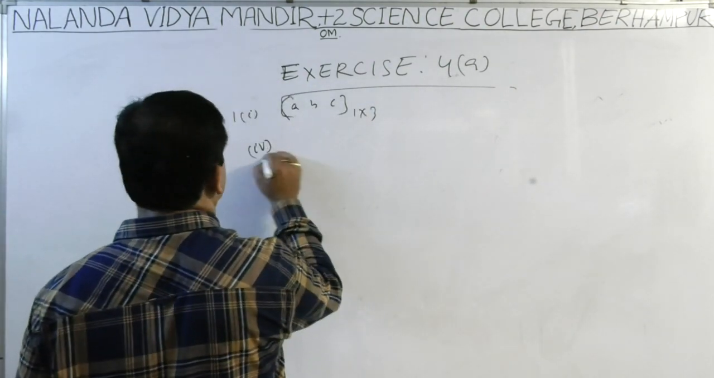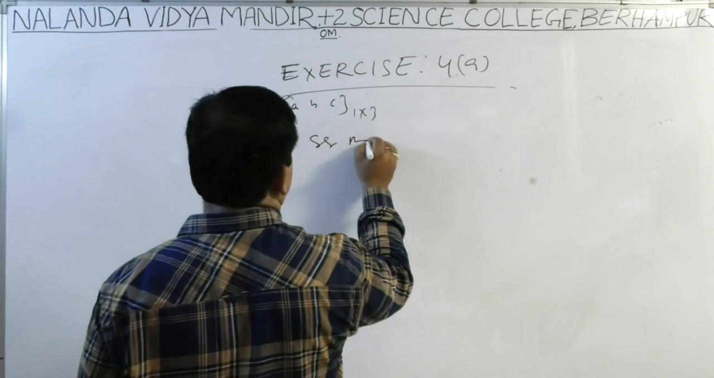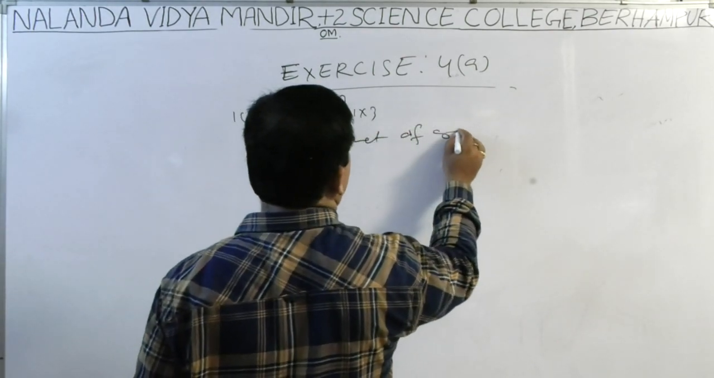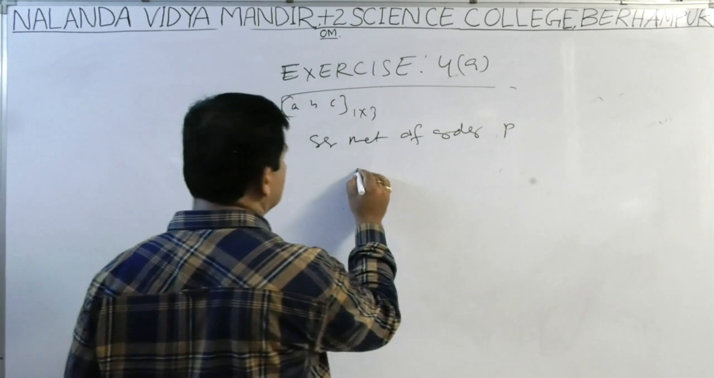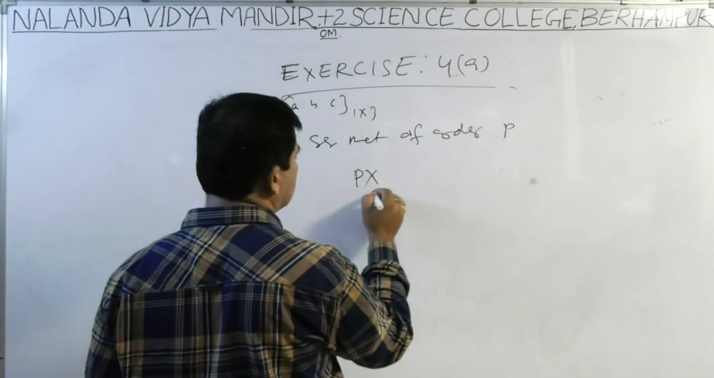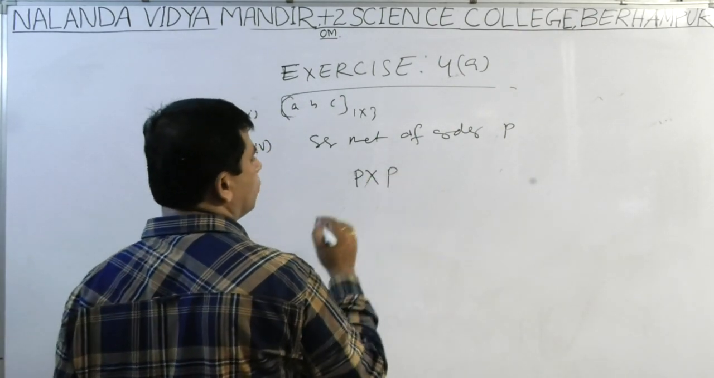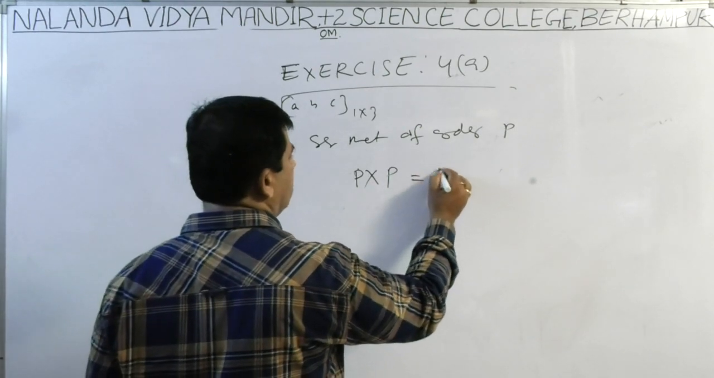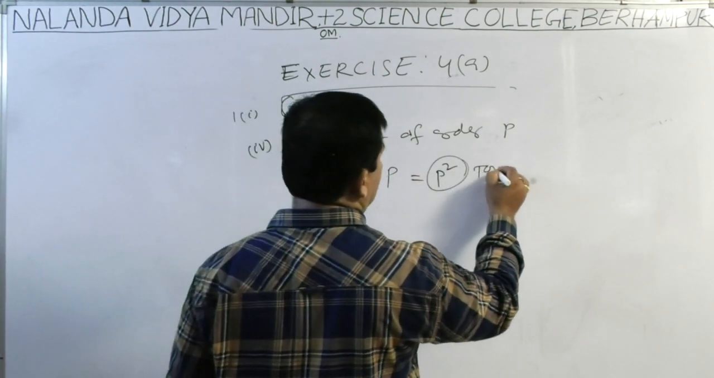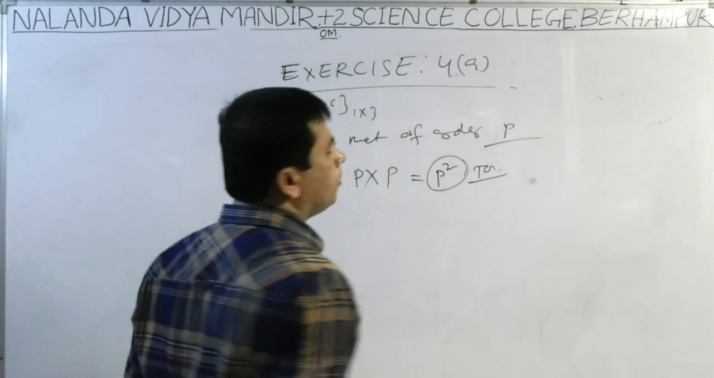The fourth bit is a square matrix of order P. Order P means P rows and P columns. Therefore, the total number of elements is P into P. P square is the total number of elements in a matrix of order P.